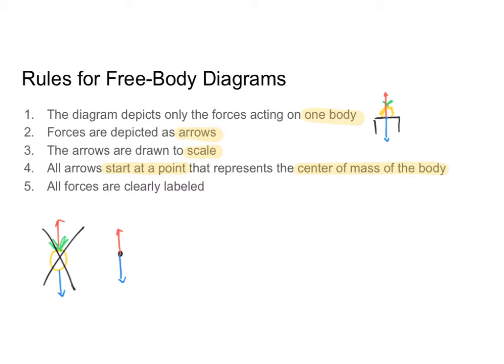Rule number 5 is that all forces are clearly labeled. So I can't just leave my gravity and normal force arrows as is. I need to label them as the gravitational force and the normal force. So these are the rules for drawing free body diagrams.